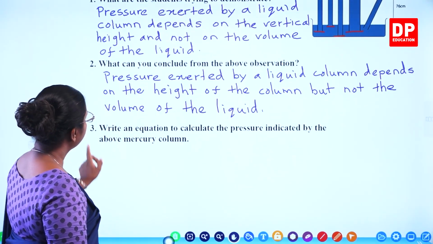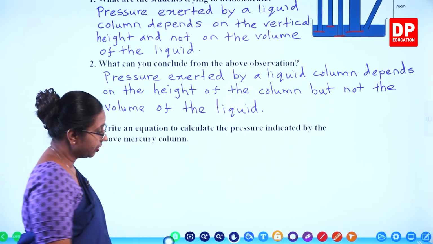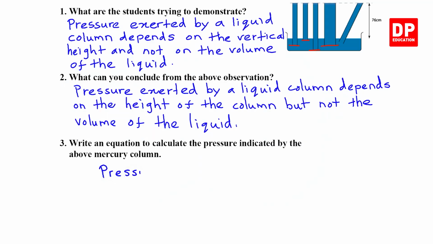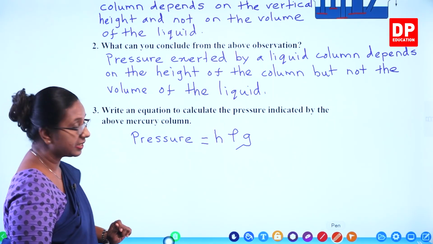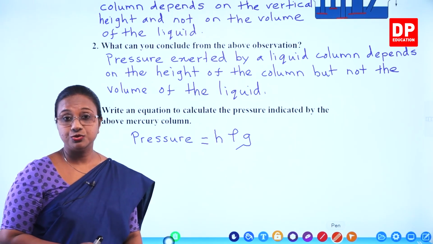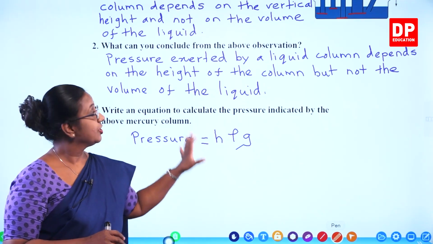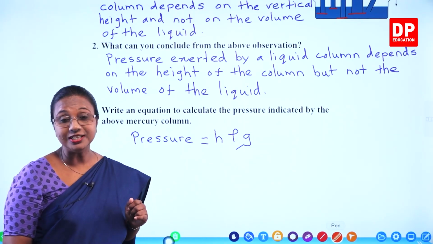Then the next one. Write an equation to calculate the pressure indicated by the above Mercury column. So that of course you know. Pressure equals, there of course the vertical height has been given. We know the equation h rho g. Pressure is equal to h rho g. That is the equation. We don't have to do the calculation here, students. So I am sure you were also able to answer these correctly. With that, I will move on to the next question.